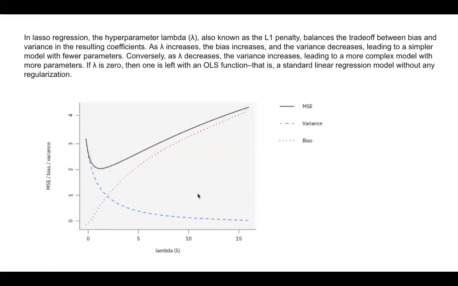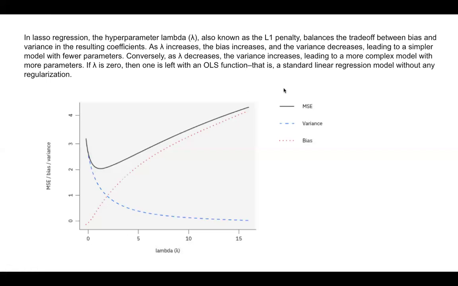So what you do is you introduce a hyperparameter lambda, and you add it as a penalty term. It is also known as the L1 penalty because lasso regression is also known as L1 regression. Okay, so the hyperparameter lambda. Now, variance and bias.